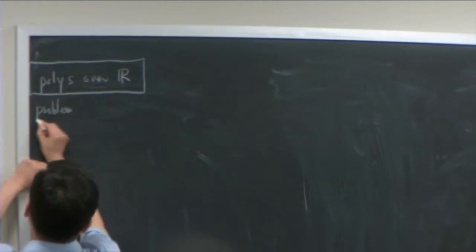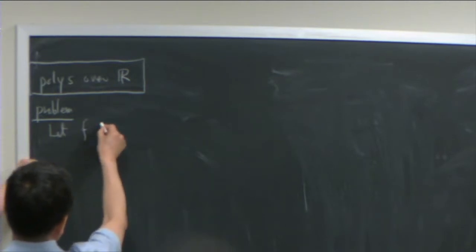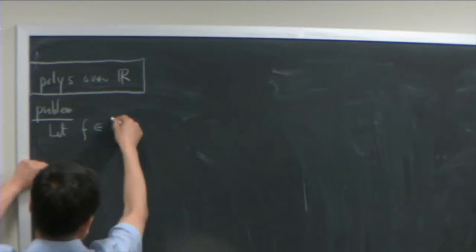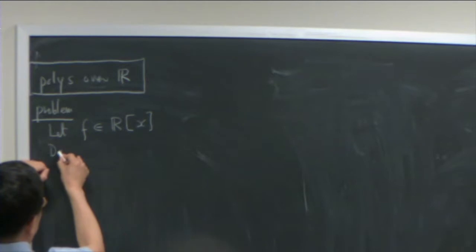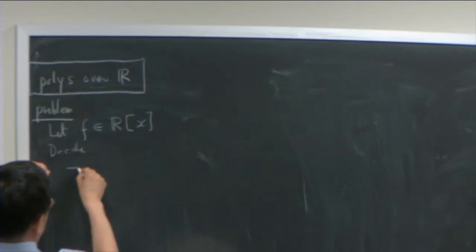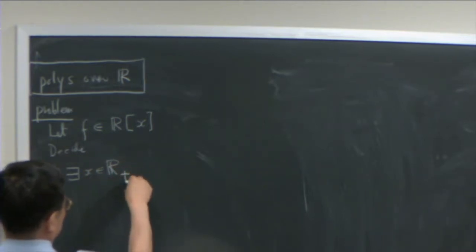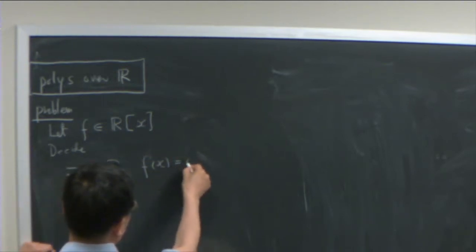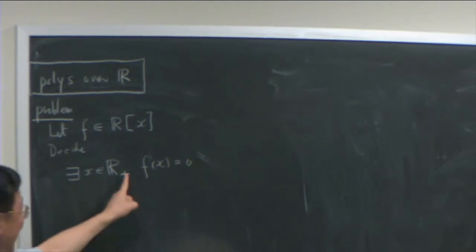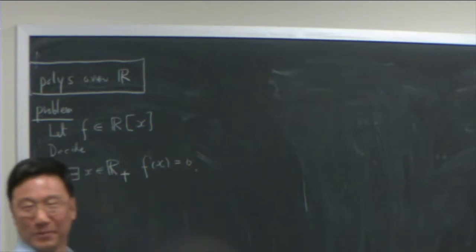Okay, so what's the problem? Let me consider this problem here. It's the smallest meaningful problem: one polynomial in one variable. Decide this: there exists x, now a real number, to make it interesting a positive real number, such that f(x) equals 0. The inequality is hidden in the positivity. I think this is the simplest example you could think about over the reals.